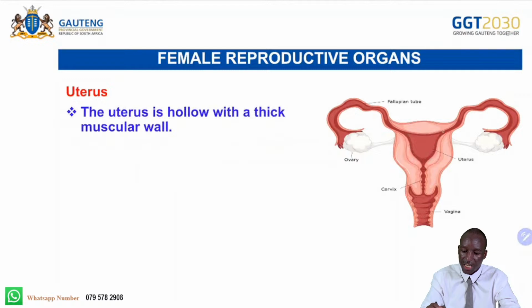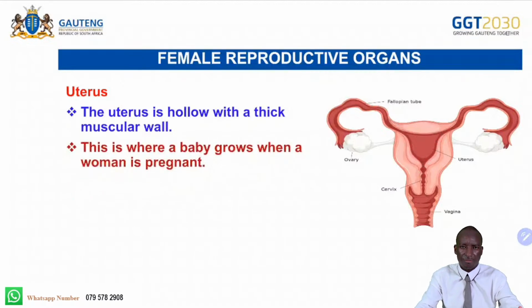As you can see, it's hollow and surrounded by a thick muscular wall that protects the baby as it grows until birth. This is where a baby grows when a woman is pregnant. The baby starts to grow from the uterus until the time comes, and when it is being born, it goes all the way through the cervix and out through the vagina. So that's the uterus.